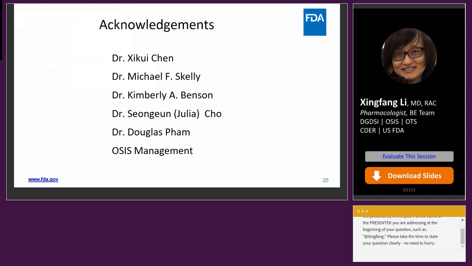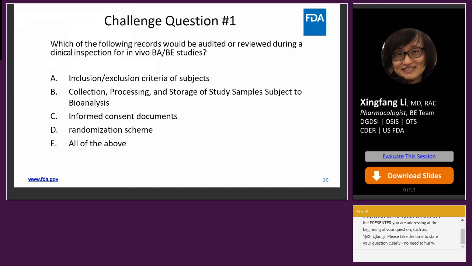Let's have the following two challenge questions. Challenge question 1. Which of the following will be audited or reviewed during the clinical inspection for in vivo BABE studies? Inclusion and exclusion criteria of subjects, collecting, processing, and storage of study samples, subject to bioanalysis, informed consent documents, randomization schedule, or all of the above. I'll give 5 seconds. The answer is all of the above.